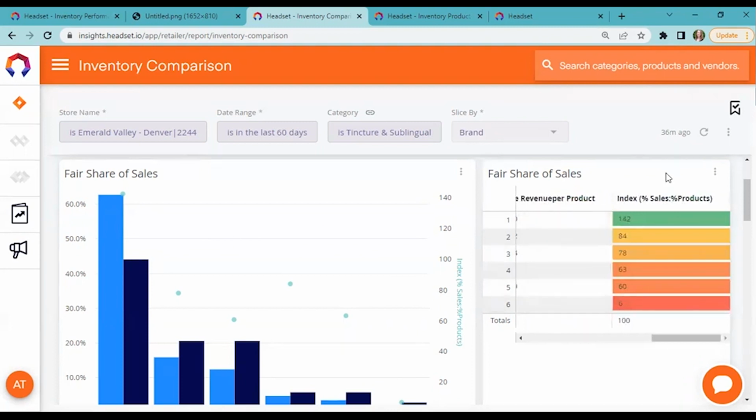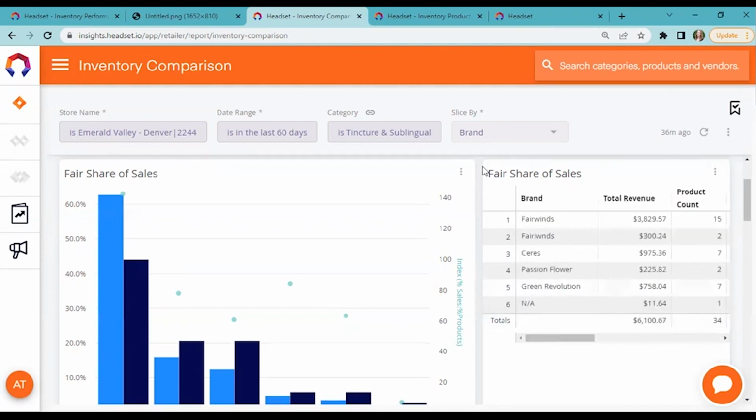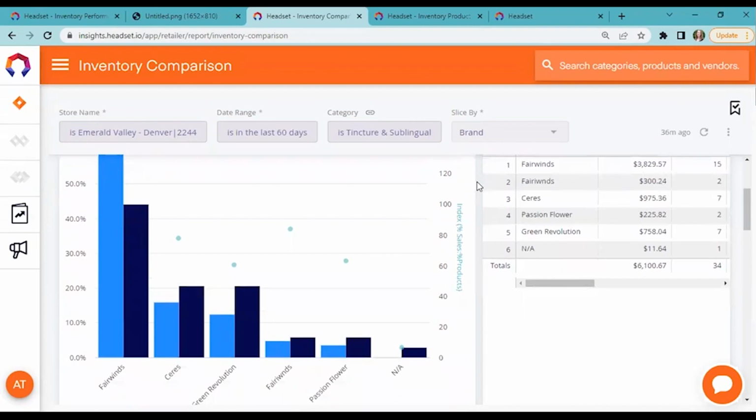And then all the way to the right is just an index. So the better the product is doing, the greener it's going to be. The worse the product's doing, the redder it's going to be. All right, so that is fair share of sales.